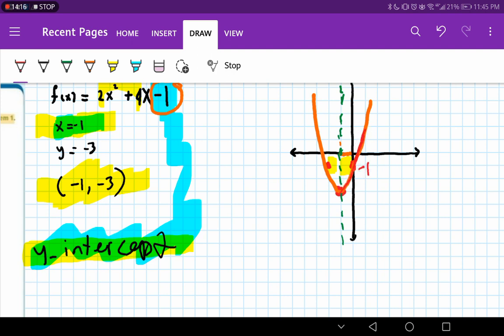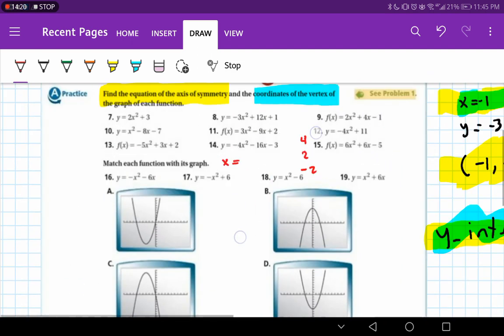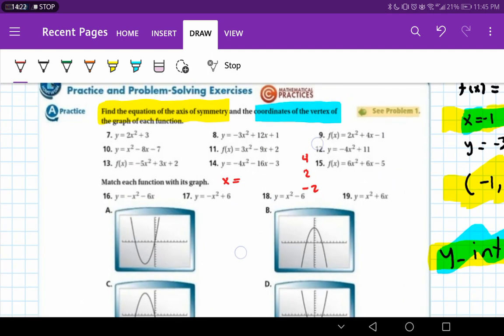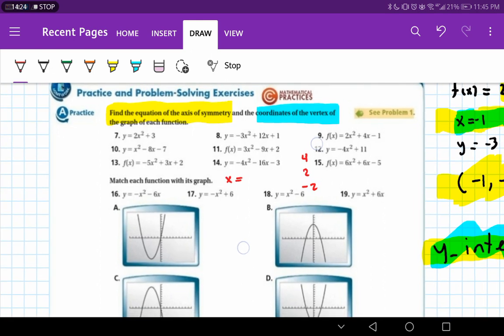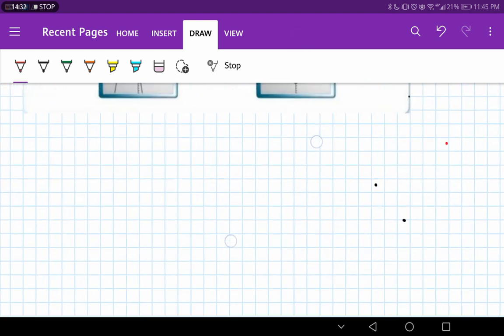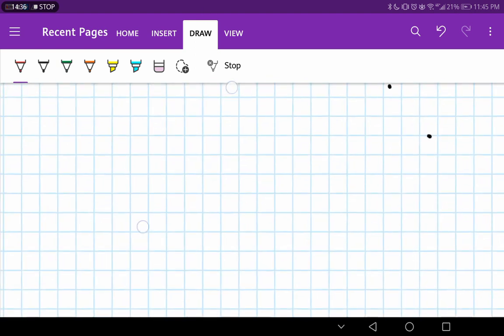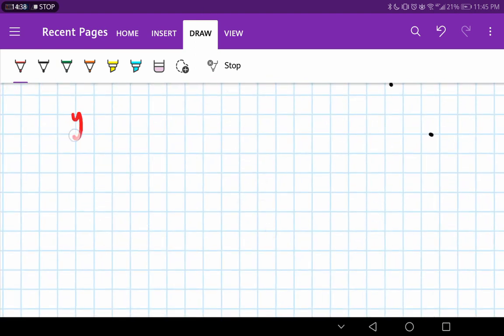Okay, good. One more example for my sweet students. Everything is good. So y equals x squared minus 8x minus 7.